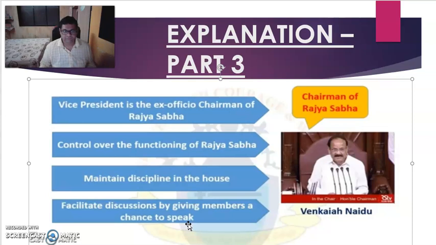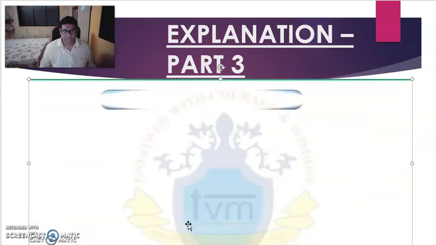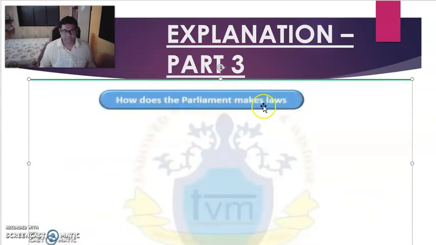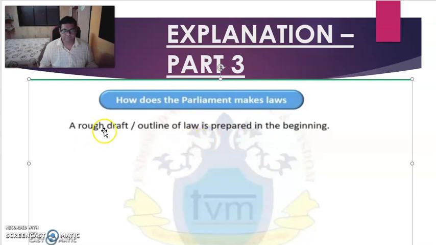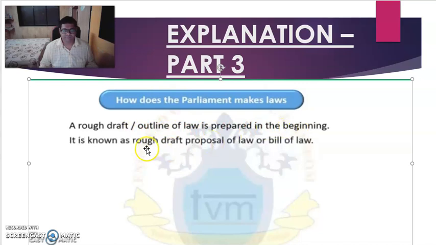Now let's see how the Parliament makes laws. In our country, the Parliament is empowered. It means it has all power to make laws, and there is a certain system to make laws. This system is known as the law-making process. In the beginning, a rough draft of the law is prepared. This draft or outline is known as the draft proposal of the law or bill of law. It means it is a rough plan.